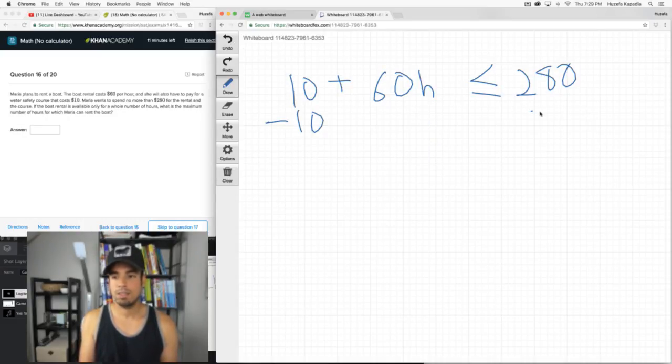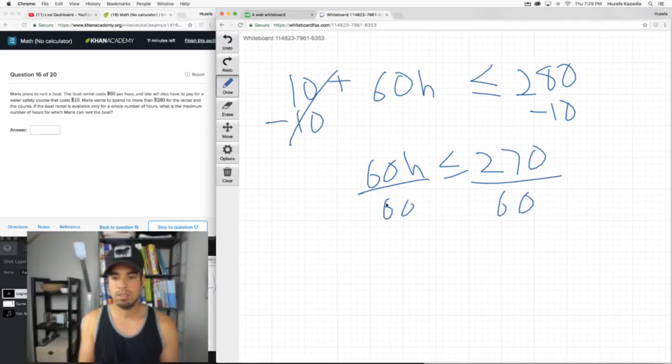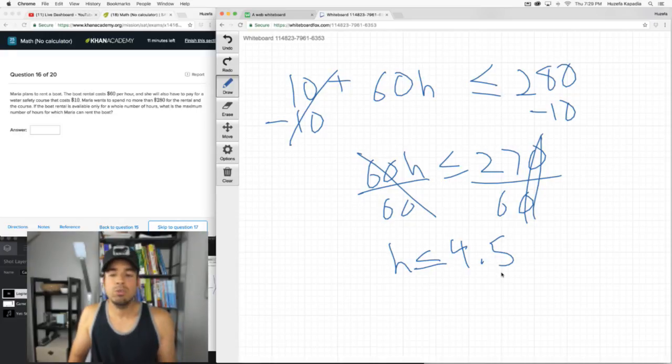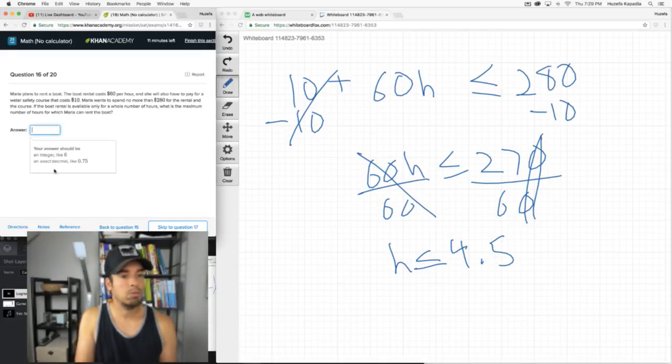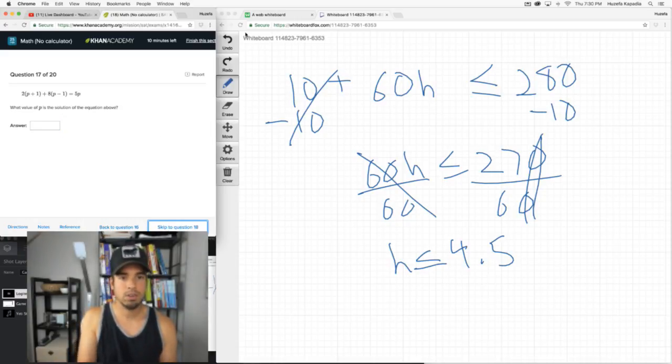Well, let's solve. Isolate like this. 60h is less than or equal to 270. Divide both sides by 60. h is less than or equal to, and you can do the division, it's 27 divided by 6. It's like 4.5. Okay. So the question is, do we say 5 or do we say 4? Because it's got to be a whole number. We can't go 5. 5 would take us to 310 actually. 5 would go over. We need to come under 280. So clearly our answer's got to be 4. So you see, 16 is really not so bad, and this one's not so bad either.